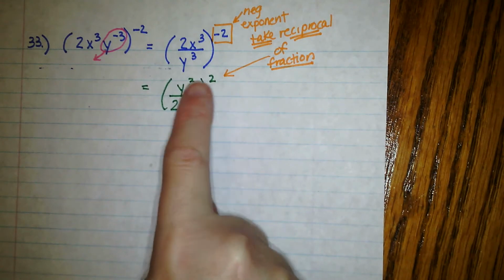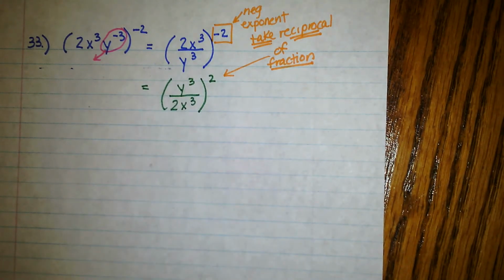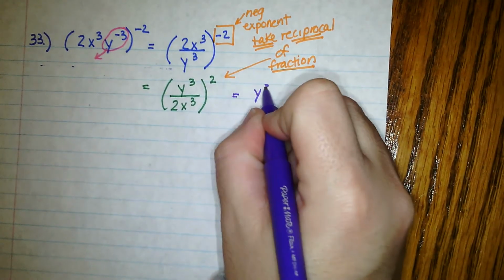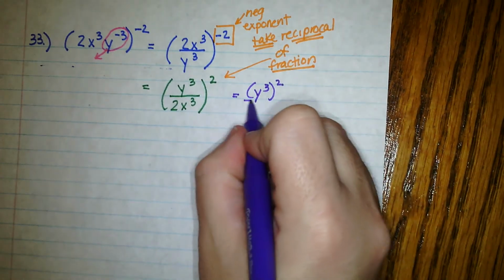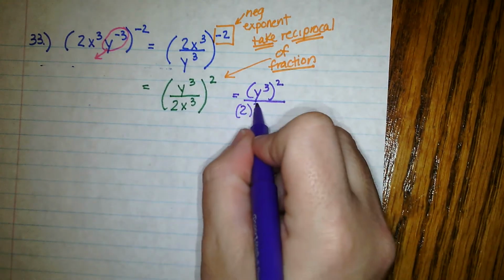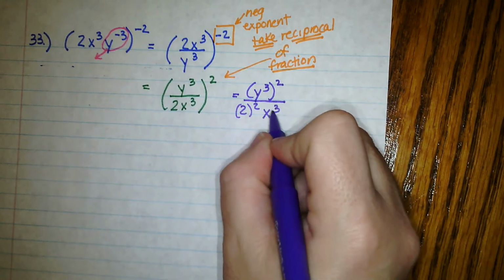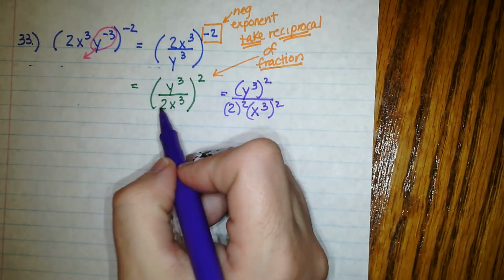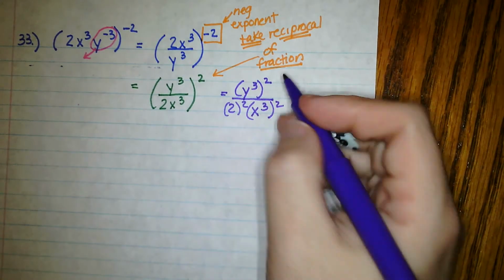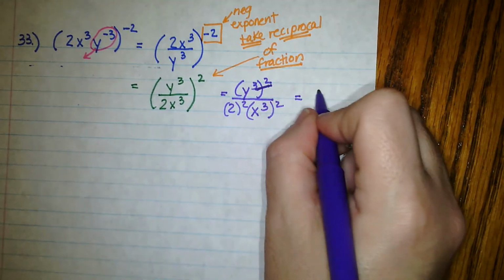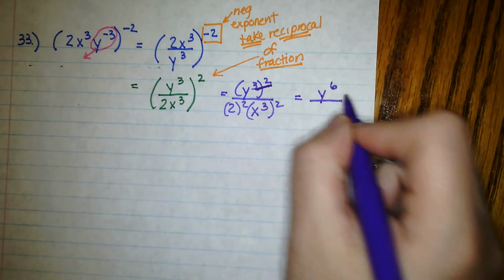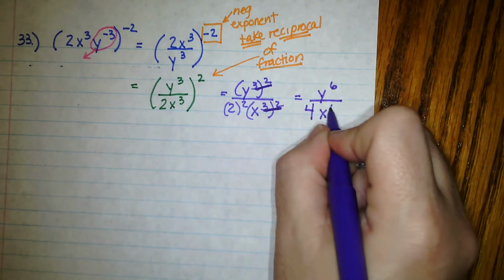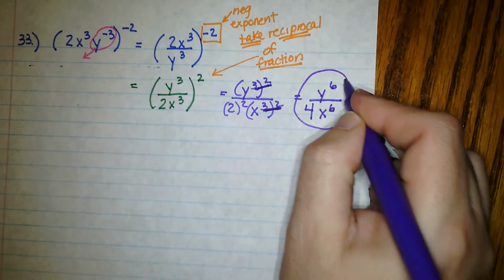Now I can distribute that exponent to everything on the top and everything on the bottom. So this is going to turn into y to the third squared, 2 squared, and x to the third squared. So the y to the third gets a square, the 2 gets a square, and the x to the third gets a square. Remember, power to power, you have to multiply. So that's going to be y to the 6th. 2 squared is 4. And power to power, x to the 6th. There's your final answer.